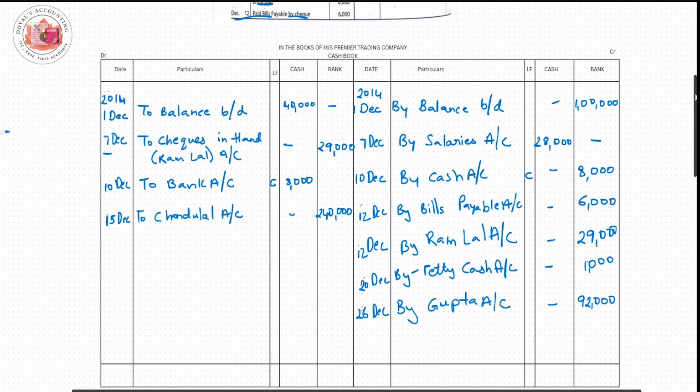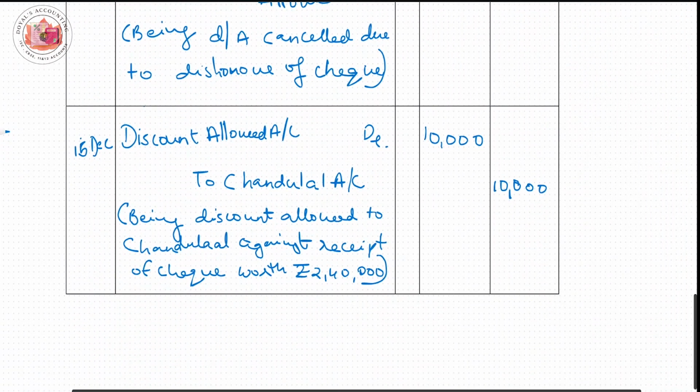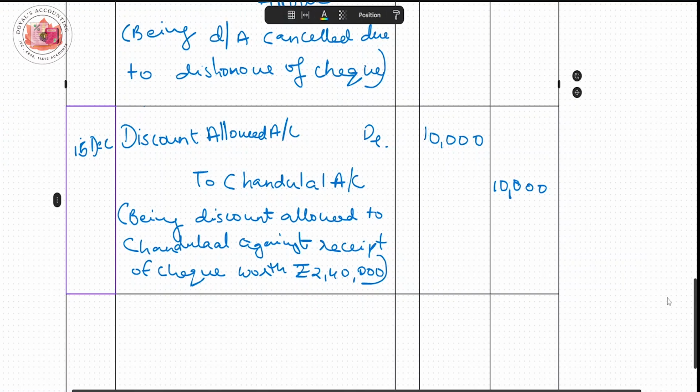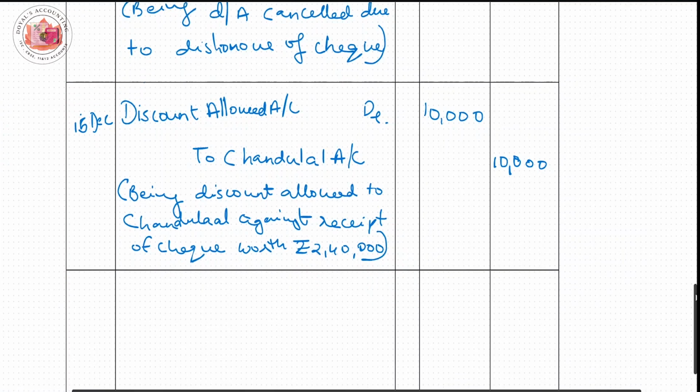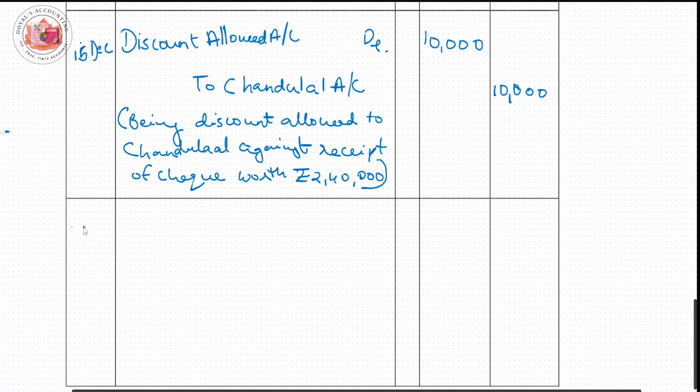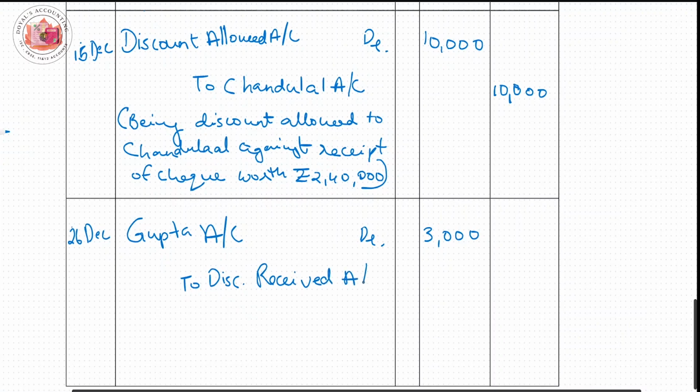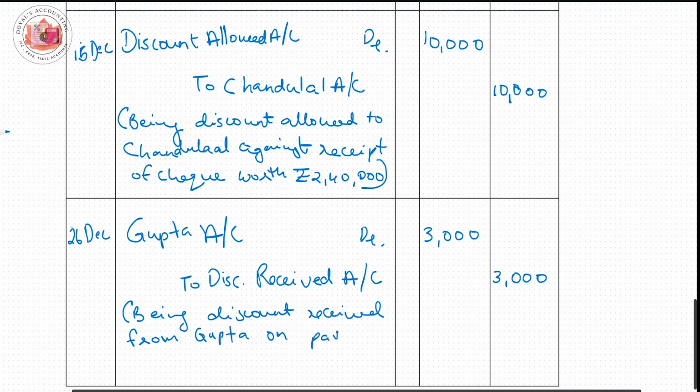Now we will record this in the journal. We will record the discount allowed part. 26 December, Gupta account debit 3,000 to discount received account 3,000. Being discount received from Gupta on payment of rupees 92,000.